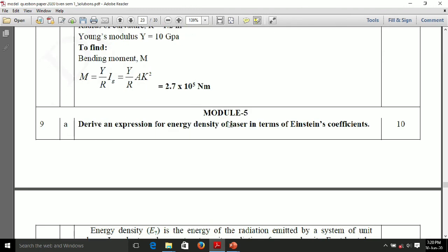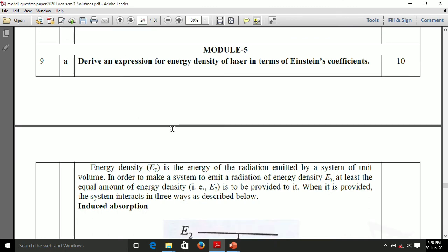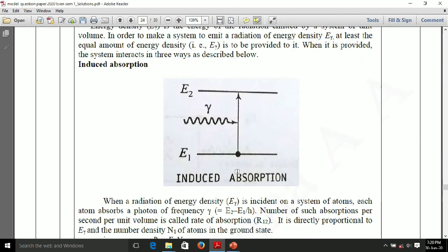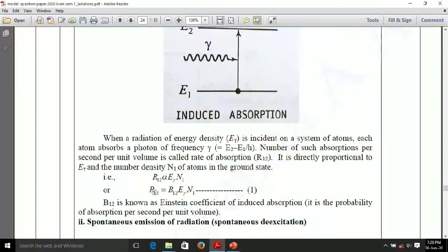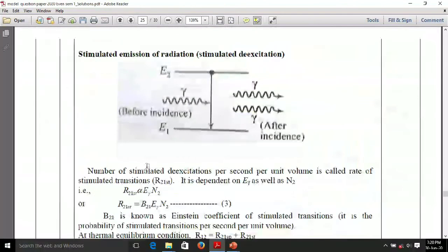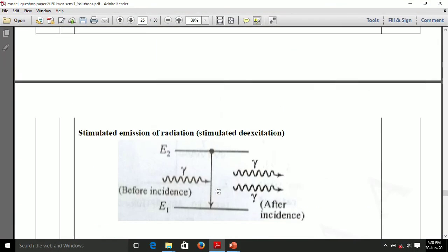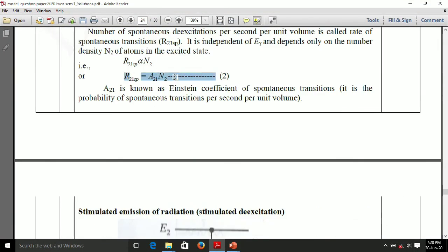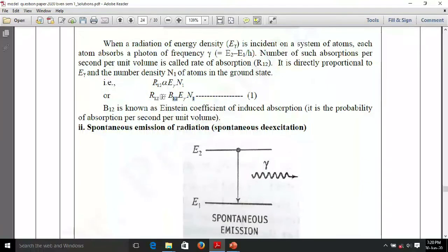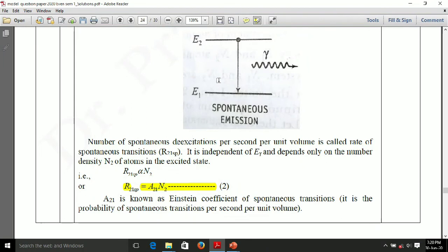The last module, that is on laser and optical fiber, you have to derive an expression for energy density of laser in terms of Einstein coefficients. For this derivation, you have to draw this diagram and describe how to get the expression for R12, R21 SP and R31 ST. So all these 3 equations to be derived. Some students have the practice of writing these equations directly. That is not correct. You have to draw the diagram.